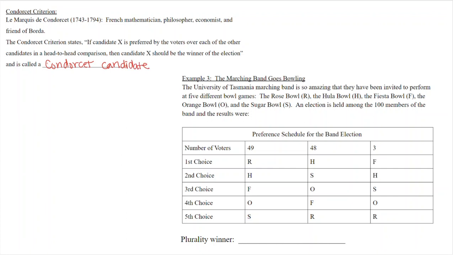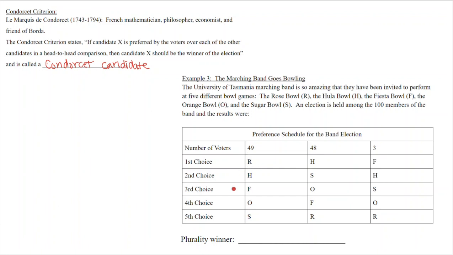So let's look at an example of this. So we have the University of Tasmania Marching Band. They are so amazing that they've been invited to perform at 5 different college bowl games. The Rose Bowl, the Hula Bowl, the Fiesta Bowl, the Orange Bowl, and the Sugar Bowl. We've abbreviated all of those using their first initial. The election is held among the 100 members of the band, and we have the results here. So first we're going to look at this with plurality, and then we'll look at this using the Condorcet method.